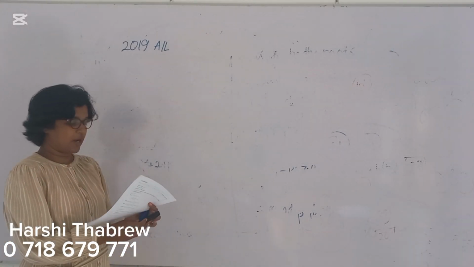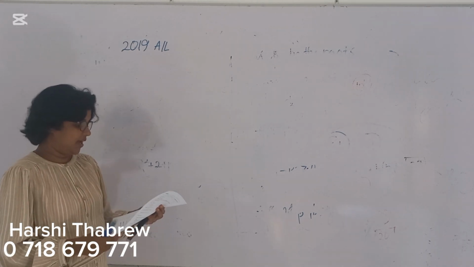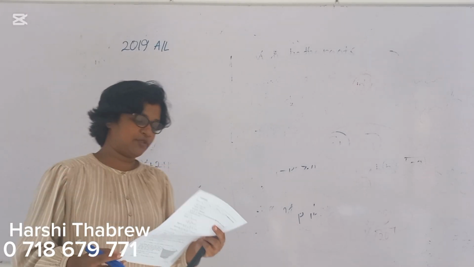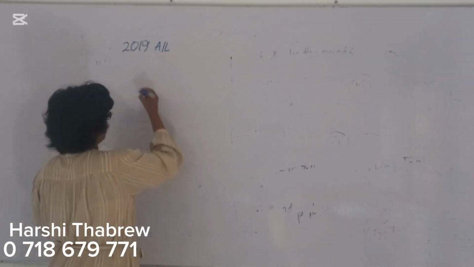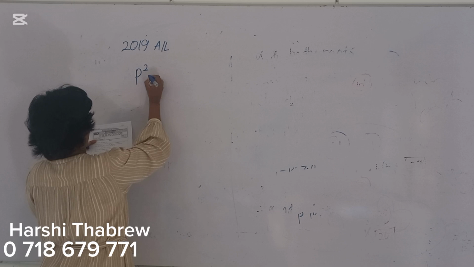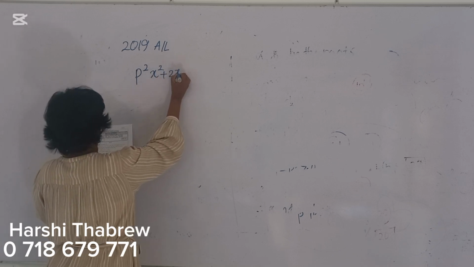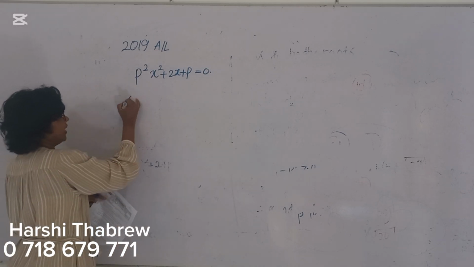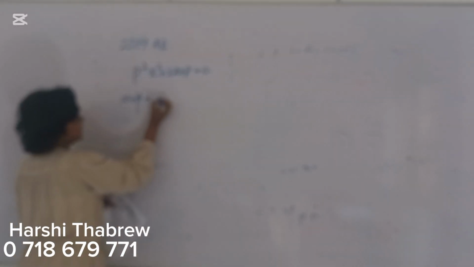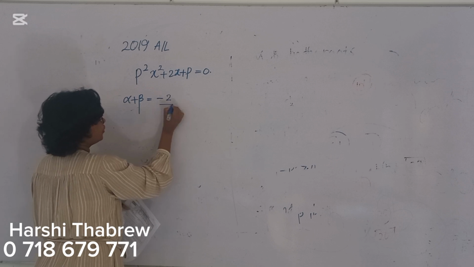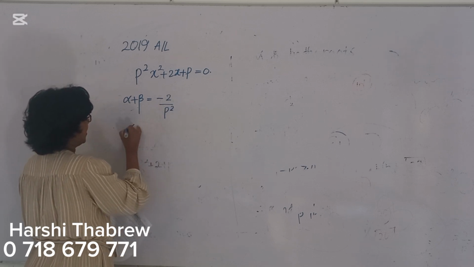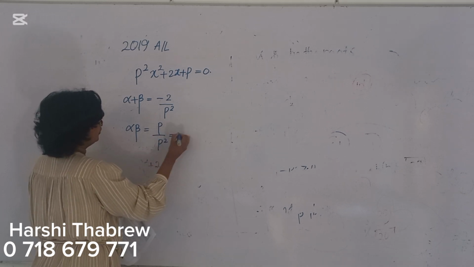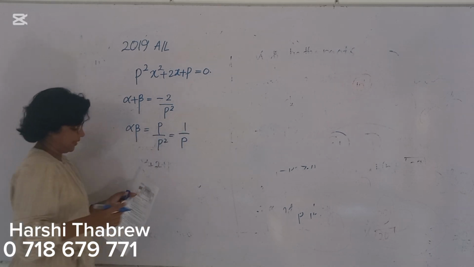Now, let's see what will be the next thing that we have to do. Now we know alpha and beta both are real, and you have to write down alpha plus beta and alpha beta in terms of p. The quadratic equation is p squared x squared plus 2x plus p equals 0. So alpha plus beta equals negative 2 over p squared, and alpha beta equals p over p squared, which becomes 1 over p.